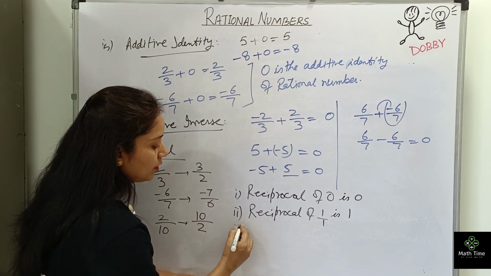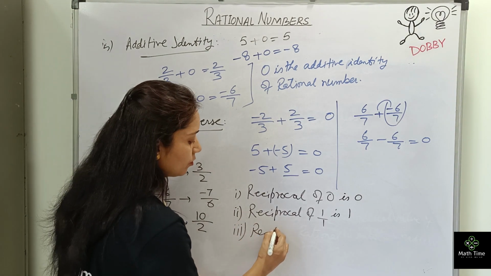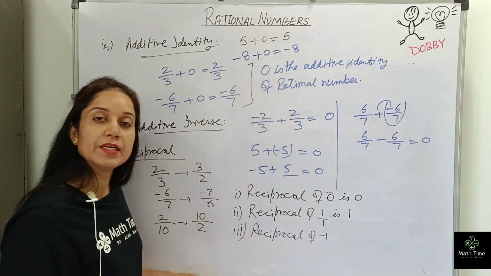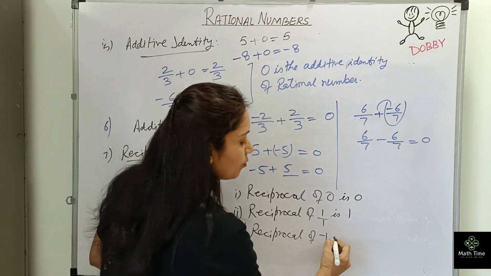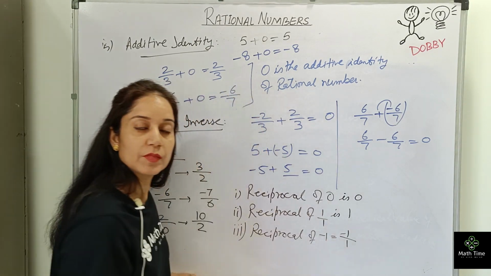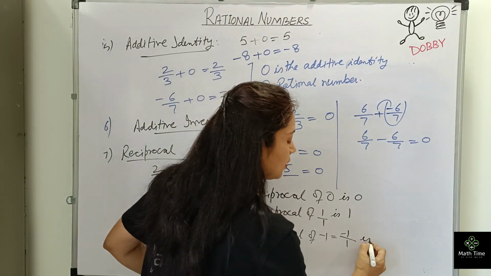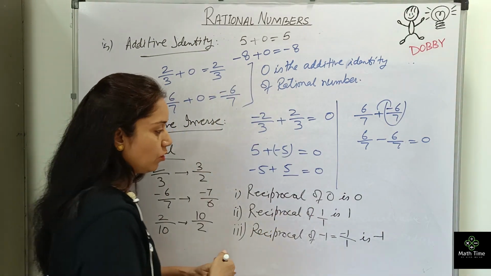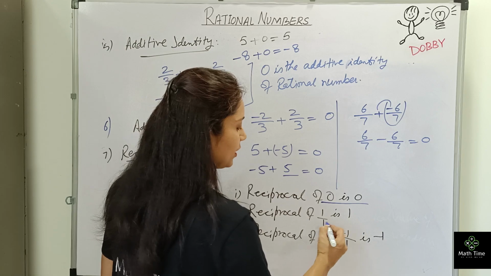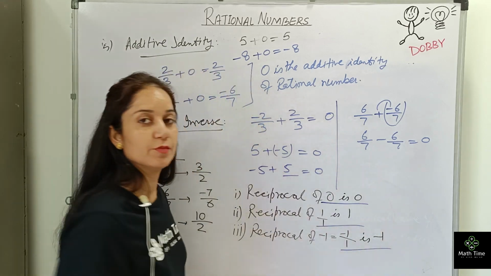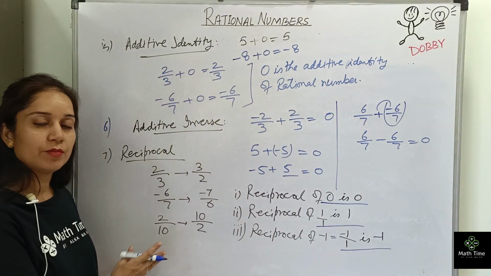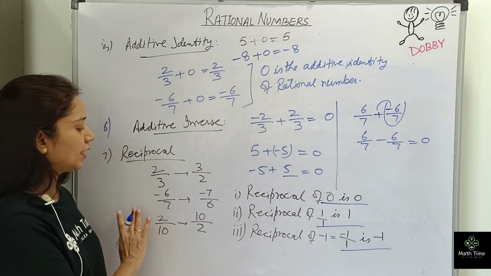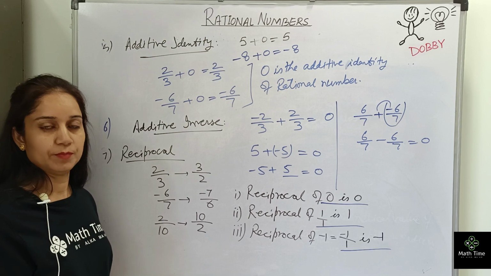थर्ड, रेसिप्रोकल ऑफ -1 बताओ. -1 को कैसे लिख सकते हैं हम, -1/1. अब इसका रेसिप्रोकल इज अगेन -1 ओनली. सो रेसिप्रोकल ऑफ 0 इज 0. Reciprocal of 1 is 1. Reciprocal of -1 is -1. Rest all rational numbers, just you do upside down. Denominator should be positive. That will be the reciprocal of rational number.